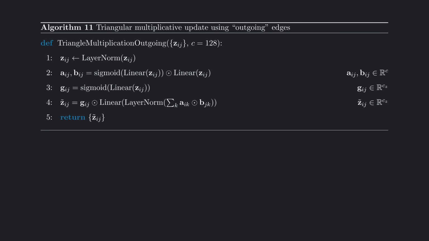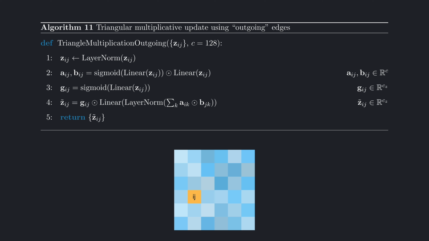The interesting operation happens in line 4, where there's actual crosstalk between the positions. Here, using outgoing edges, we want to calculate an update of the entry ij with the information from the outgoing edges ik for different k. Our thoughts on triangular attention suggest that to do so, we need to take jk into account as well. The way this is done here is by multiplying the vectors a_ik and b_jk pointwise before summing them up. This summation is followed by layer normalization, linear layer, and multiplication against the gates.